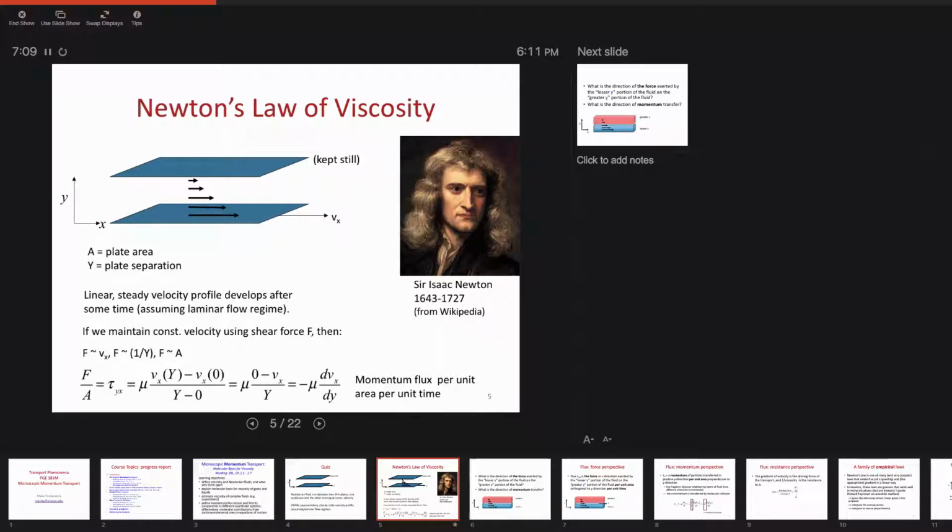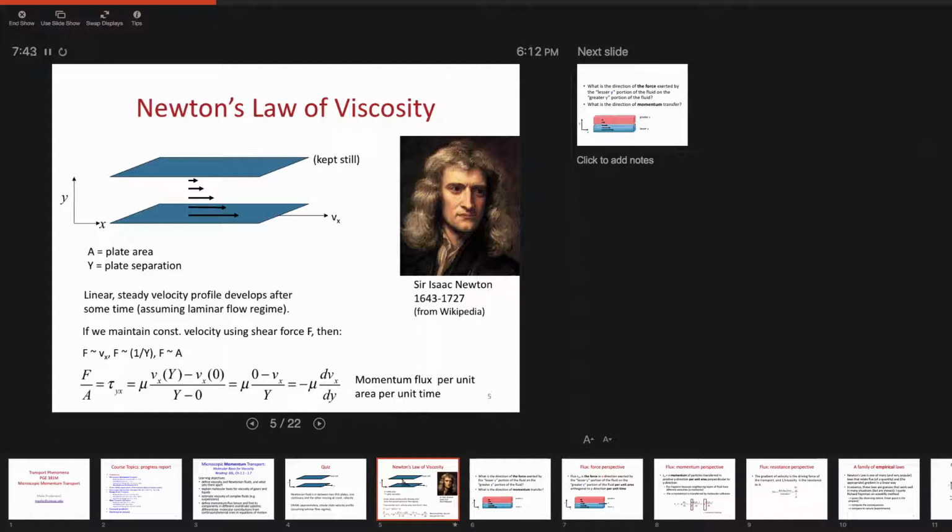And that is proportional to the velocity difference. It was 0 in one case, so we didn't look at it initially. But it's really the velocity difference divided by the spacing between the two. Now, basically what I have is Vx at y is actually 0, so I'm going to have 0 minus Vx divided by y, which is where my minus comes from.